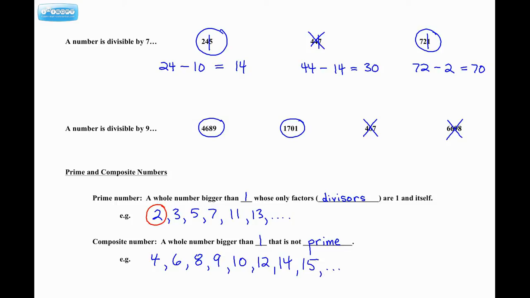Okay. Now, I have left out the number 1 because 1 is not a composite number, nor is it considered a prime number. Okay, it's neither. There's the short explanation for you.